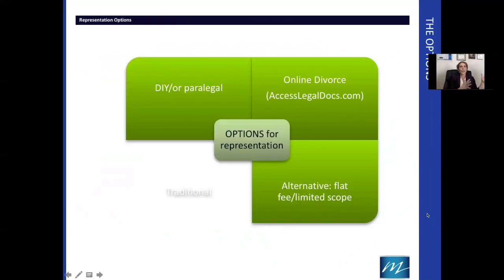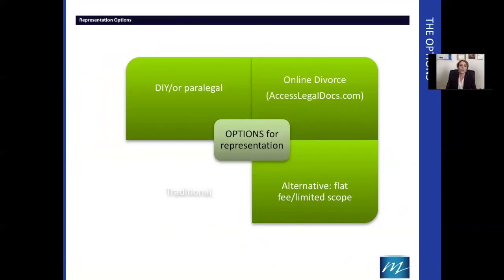You've got a DIY or paralegal option. That is, you're going to the courthouse and you're filling out the forms yourself, or you're seeing a certified legal document preparer who helps you do the forms. The other option that you've got is going online to a place like LegalZoom or using accesslegaldocs.com, which is our sister company, Access Legal, which has online options.